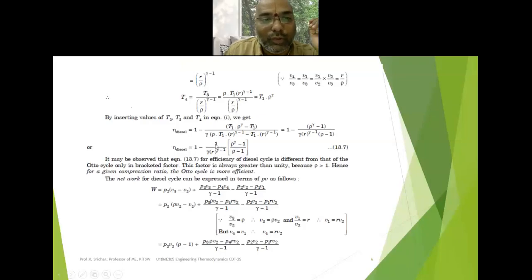So 1 minus 1 by r to the power of gamma minus 1 is the Otto cycle efficiency. Compared to the Otto cycle efficiency, we are multiplying it by rho to the power of gamma minus 1 by gamma into rho minus 1. That is the only thing, we are just multiplying it to the Otto cycle efficiency, that is 1 minus 1 by r to the power of gamma minus 1.